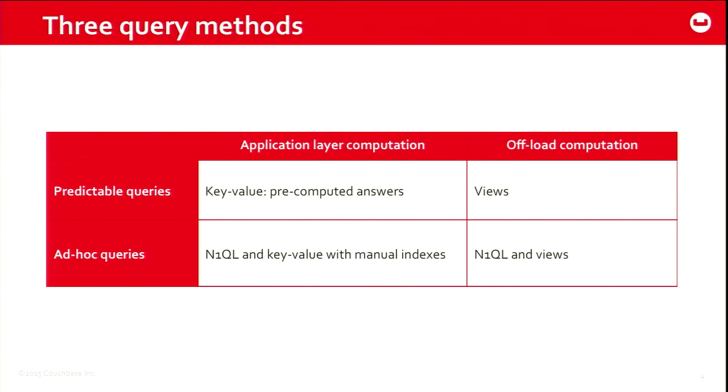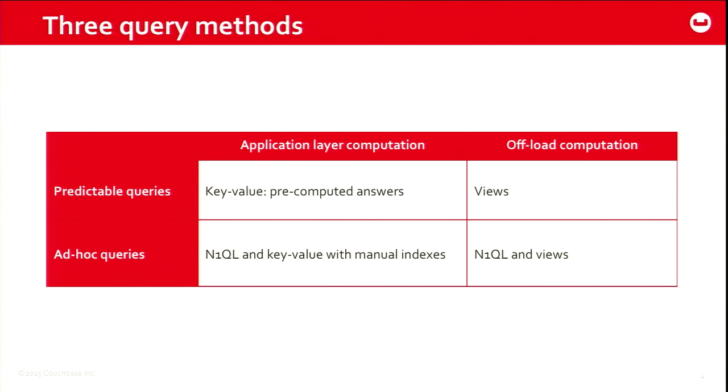One is key value, clearly. One is N1QL, which we've been hearing about a lot today already, and you'll hear loads more about in most of the tracks today. And then there's views, which, if you've been using Couchbase already, you've almost certainly touched. Basically, you create a map function with an optional reduce function to run through the JSON documents and give you back an index based on what it finds. So there are three different types of query.